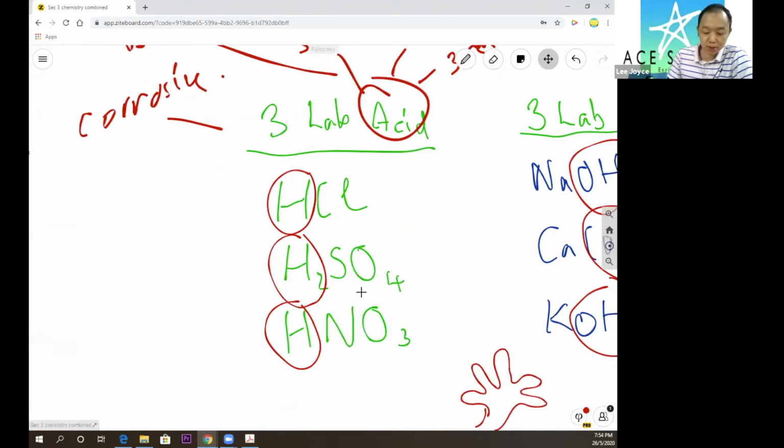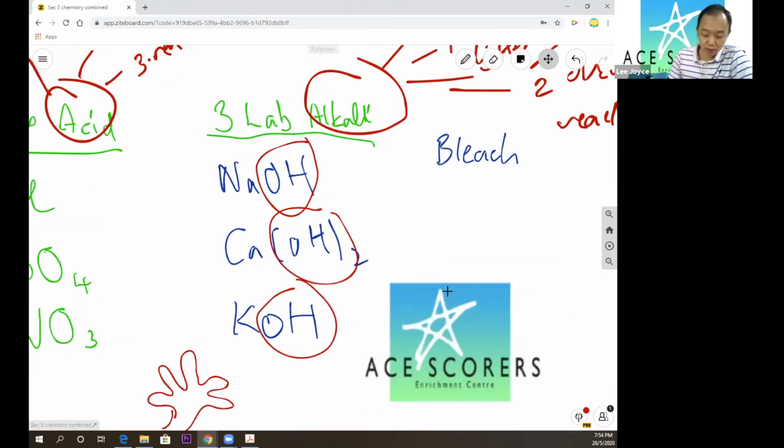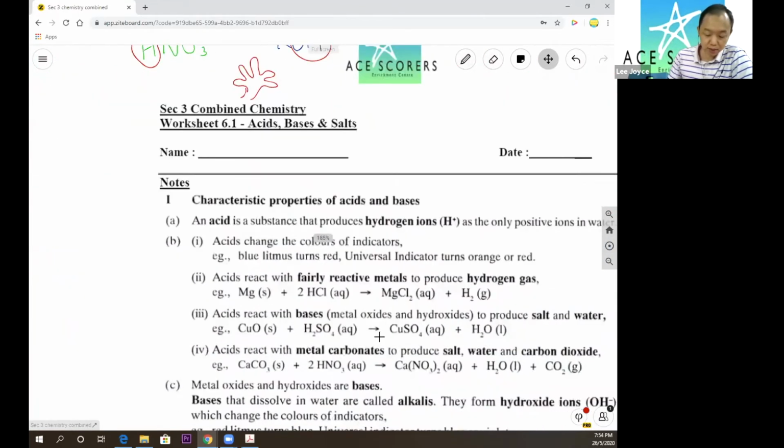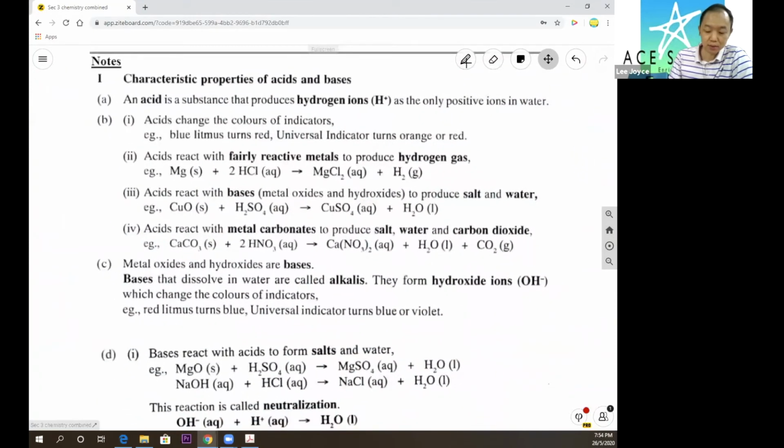What do you mean by identification? If you see the hydrogen, means acid, right? If you see hydroxide, means alkaline. So let's take a look at the characteristics. Wow, look at all the words. Okay, so I've already given you the definition. An acid is a substance that produces hydrogen ion. So you see hydrogen, okay.